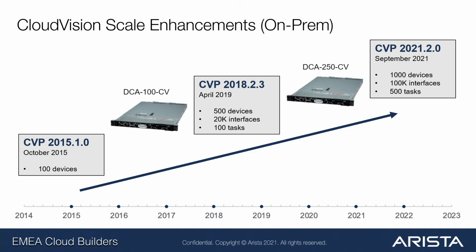We've also migrated to a container-based architecture. So under the covers, CloudVision is now using a scale-out container architecture, and we've also released new versions of the physical appliance, the CloudVision physical appliance. The latest generation is the 250 series, sorry. And as you see, the latest release now supports up to 1,000 devices, so 10 times the original scale, and up to 100,000 monitored interfaces. And that continues to be the trend as the releases go forward. Scale is another major focus.